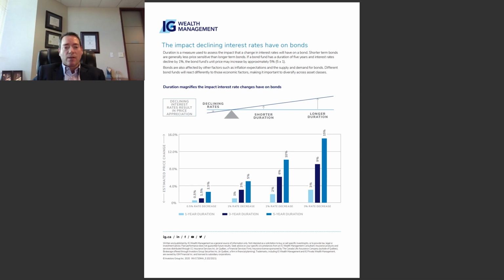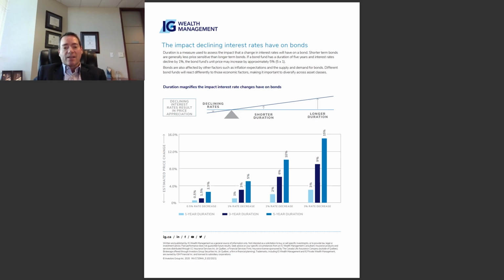So keeping it simple for you, shorter duration bonds are basically going to go up in price less than a longer duration bond is going to go up in price if the interest rates go down.